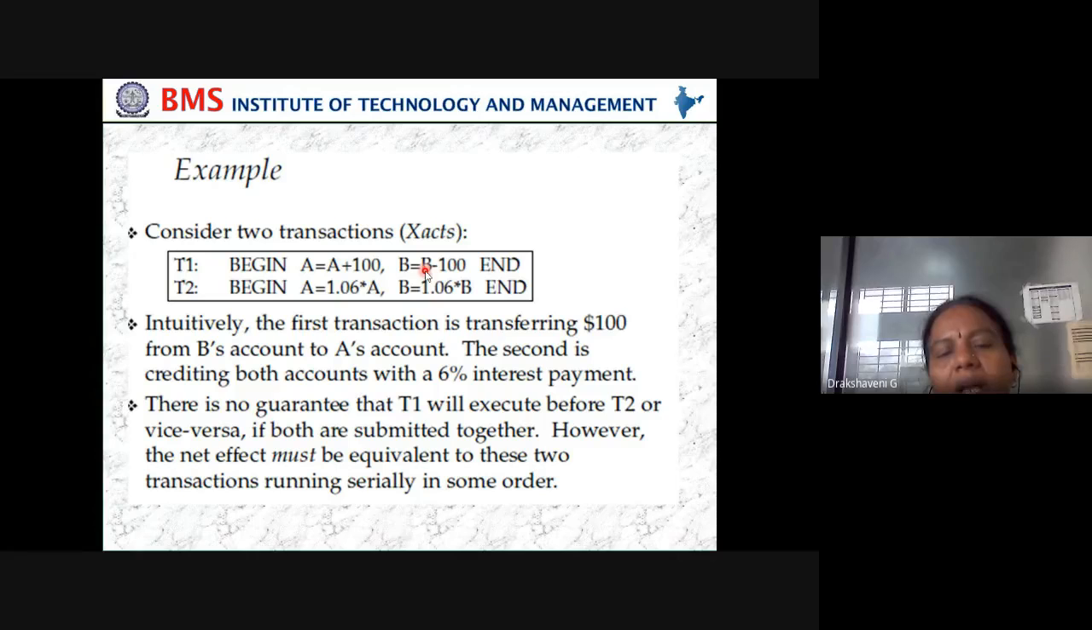What is being done? From account B, 100 rupees should be withdrawn and deposited to account A. This is the first transaction. In the second transaction, we are adding 6% to A and 6% to B, crediting both accounts with 6% interest payment. There is no guarantee that T1 will execute before T2 or vice versa. We don't know whether T1 will execute first or T2 next, if both are submitted together.